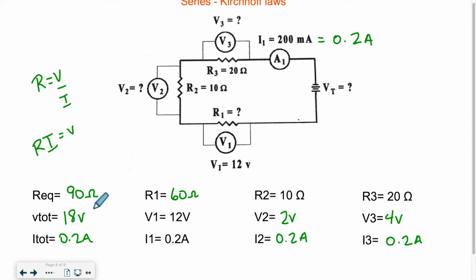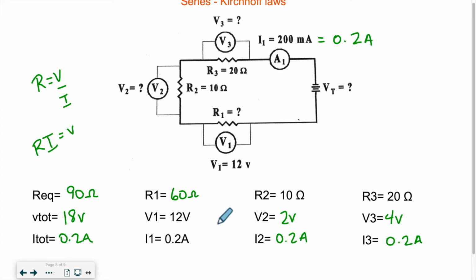Well, I just found my R equivalent by adding up these values, but I could have also found it by doing V over I. So if I do 18 divided by 0.2, I will also get 90 ohms. So then I know that all my numbers are correct, since no matter which way I calculate my R equivalent, whether I use V over I or whether I add my resistors, I get the same value. That proves to me that all my other numbers have to be correct. Okay, so that's one way of proofing your work.